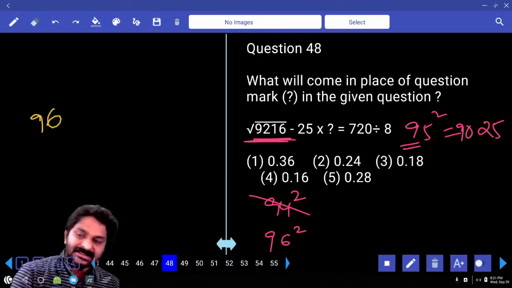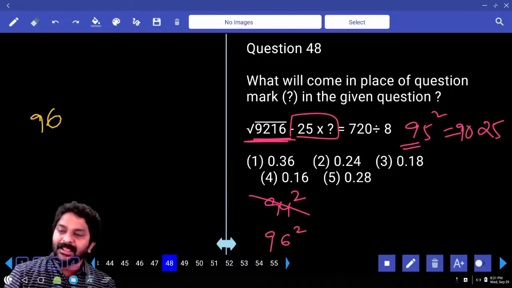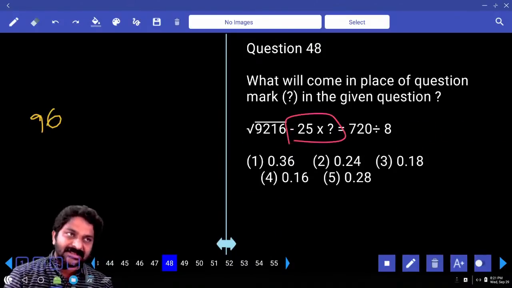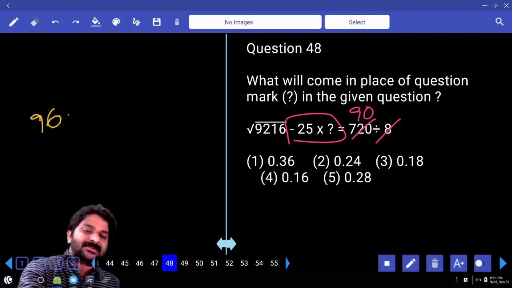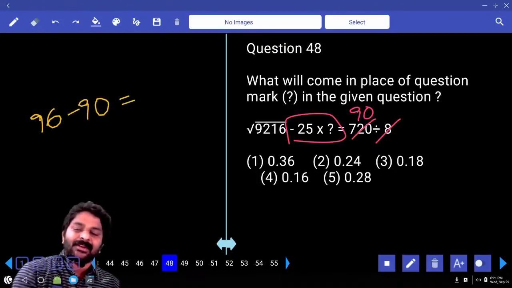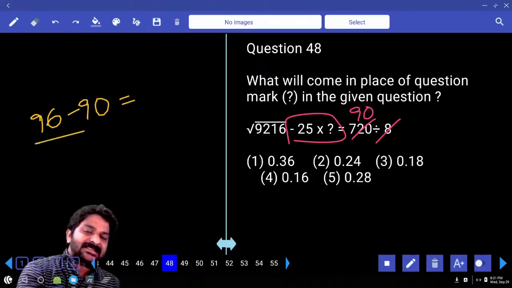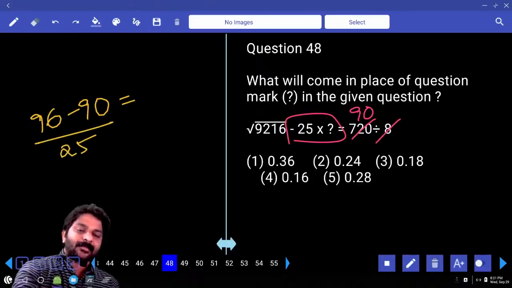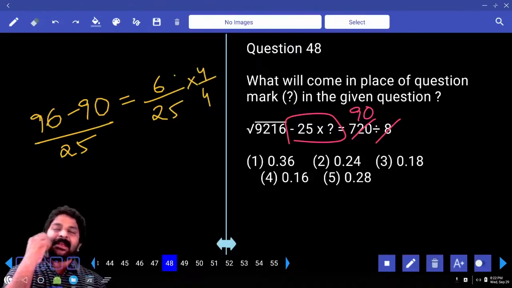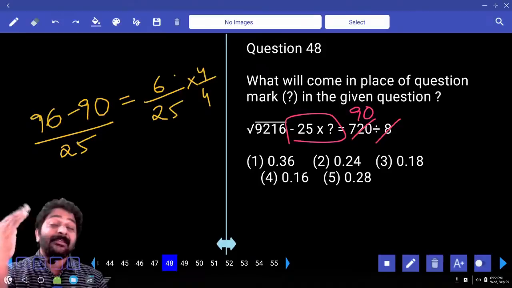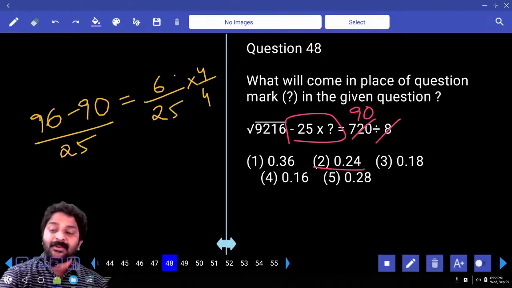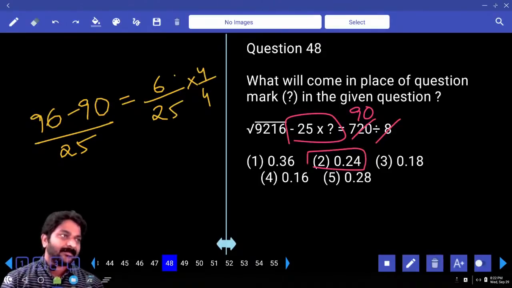We have 96. Minus 24x goes to the right hand side, becomes 24x. On the right hand side, 8 9 times and then a 0. 90 comes to the left hand side. And this is equal to 25x. Then x is equal to 6 divided by 25. 6 by 25: multiply both numerator and denominator with 4. What is the numerator? 24. Denominator? 24 by 100, in the sense 0.24 only? Yes.